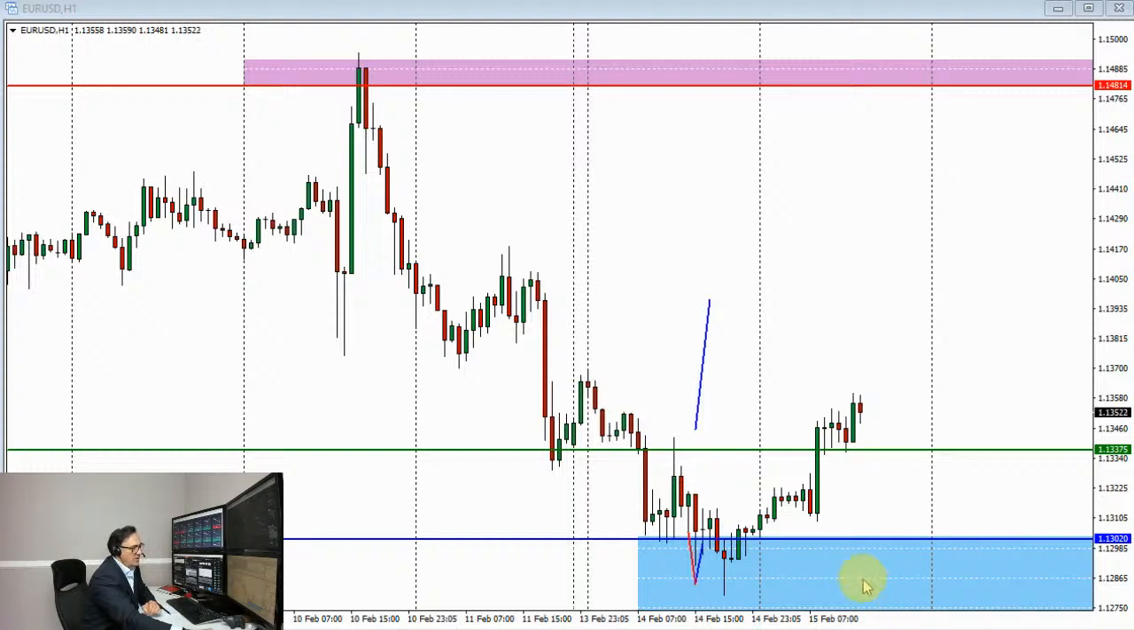So that's the reason why I got out, and at the moment I'm seeing this as a rising wedge forming here, and I would like to see if this one breaks to the downside as well.